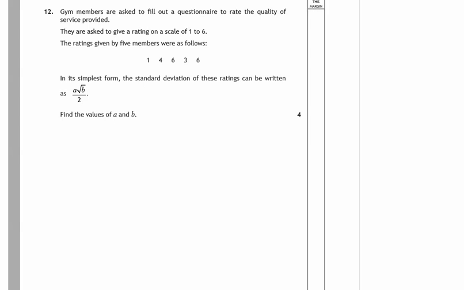Okay, so there's 5 people. Someone said 1, someone said 4, 2 people said 6, one person said 3. In the simplest form, the standard deviation of these ratings can be written as this. Find the values of A and B.